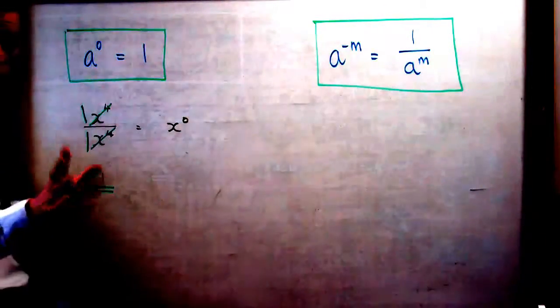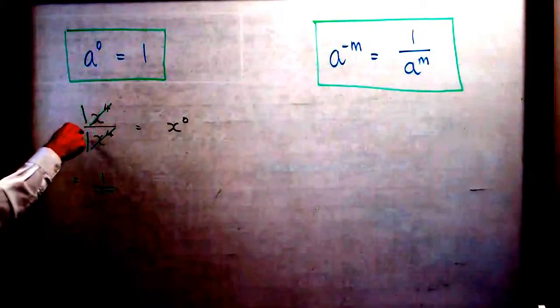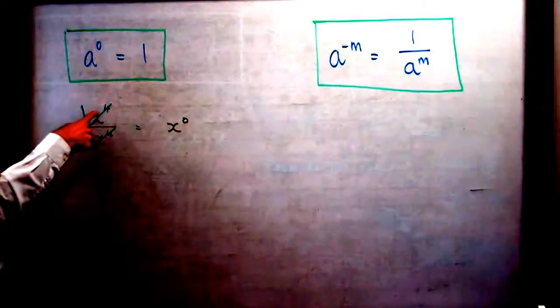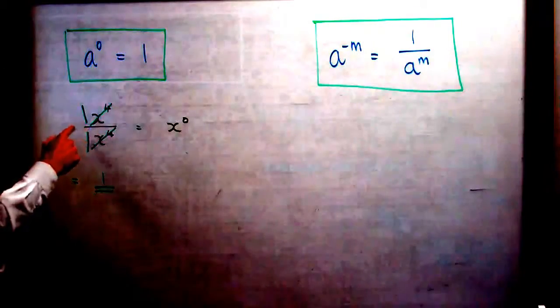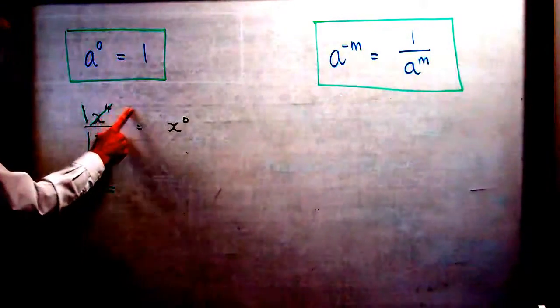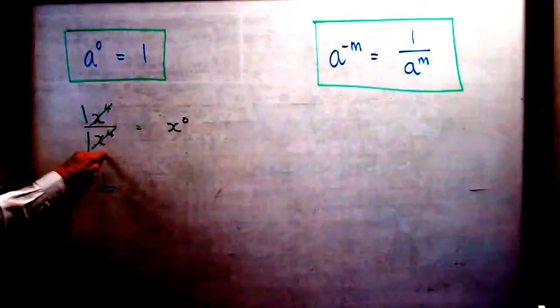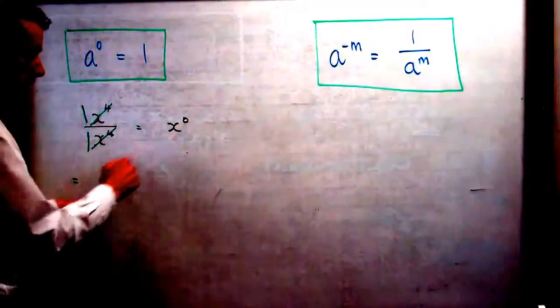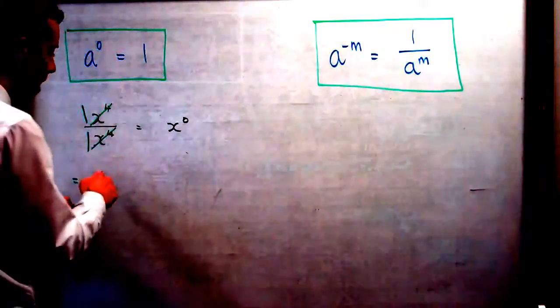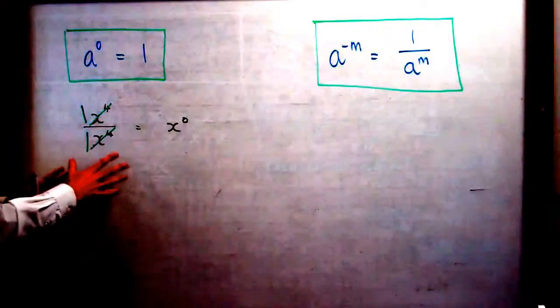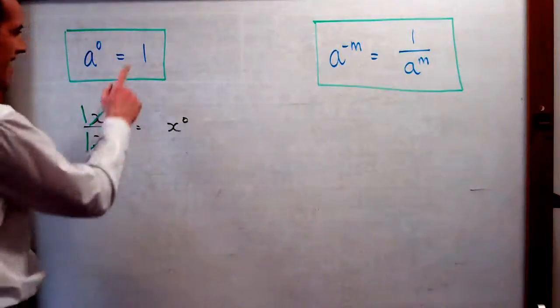But also, which is really interesting, because we've got the same term on the top and the same term on the bottom, we can cancel both of these. And they both say 1 x to the power 4. So the 1s remain, which gives us 1 divided by 1, so the answer is 1. So these two things are equal. Okay? So anything to the power 0 is 1.